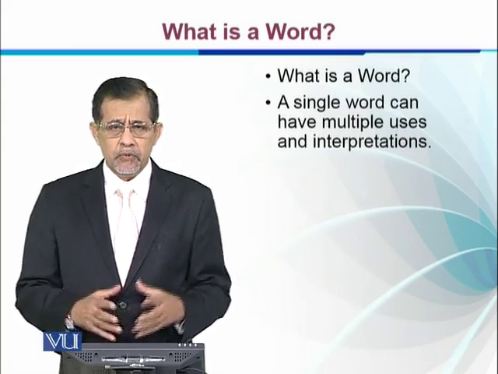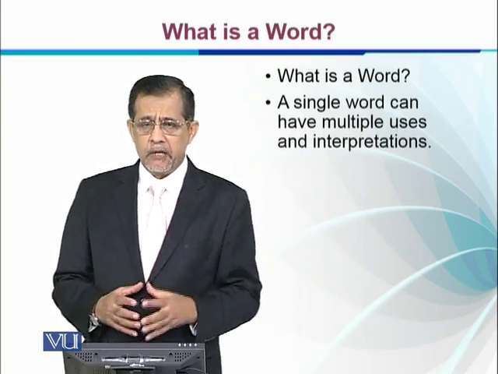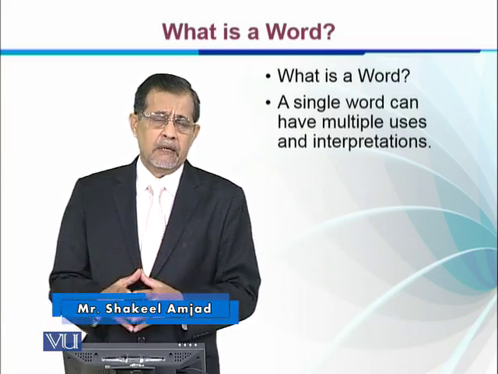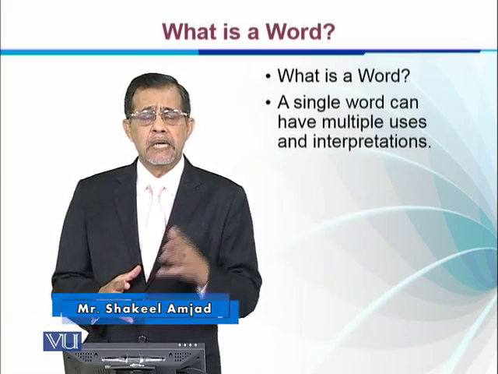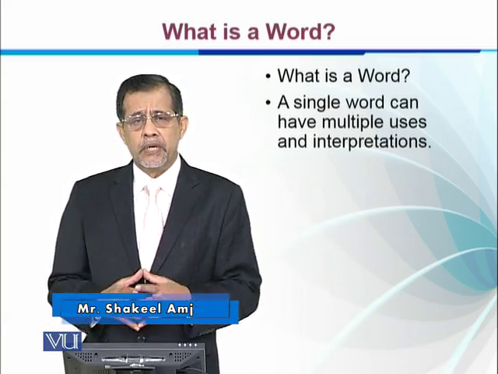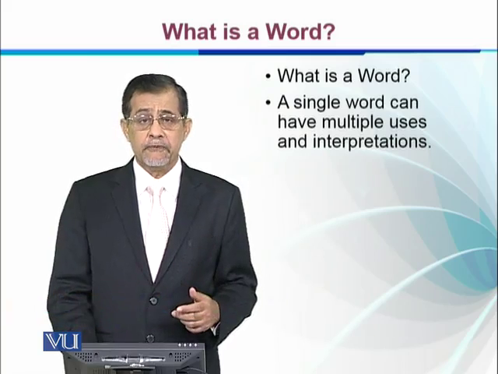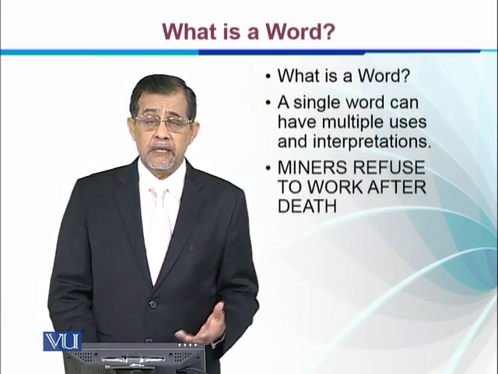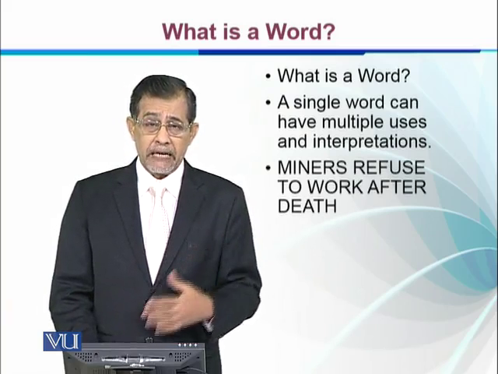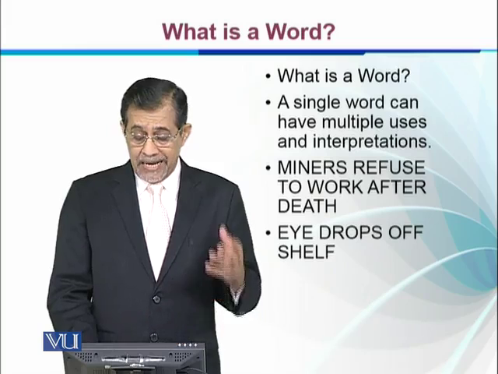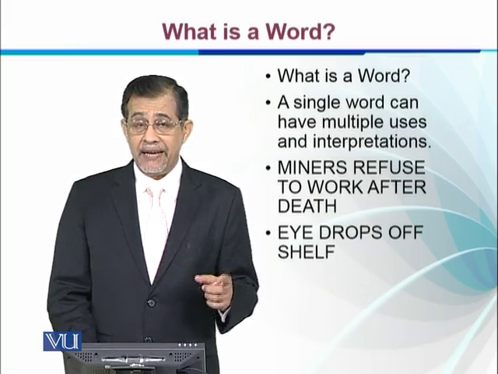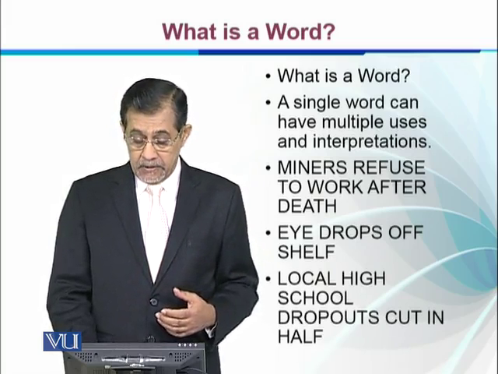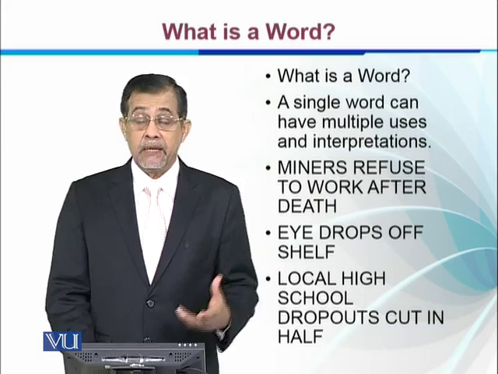A lot of the time you get confused when you look at a word and see that it does not give a very clear meaning because it has multiple meanings or interpretations. Let's look at a few examples. Miner refused to work after death. Is it an act or fact of dying? Eye drops off shelf. Eye drops off shelf or eye drops off shelf. Local high school dropouts cut in half.